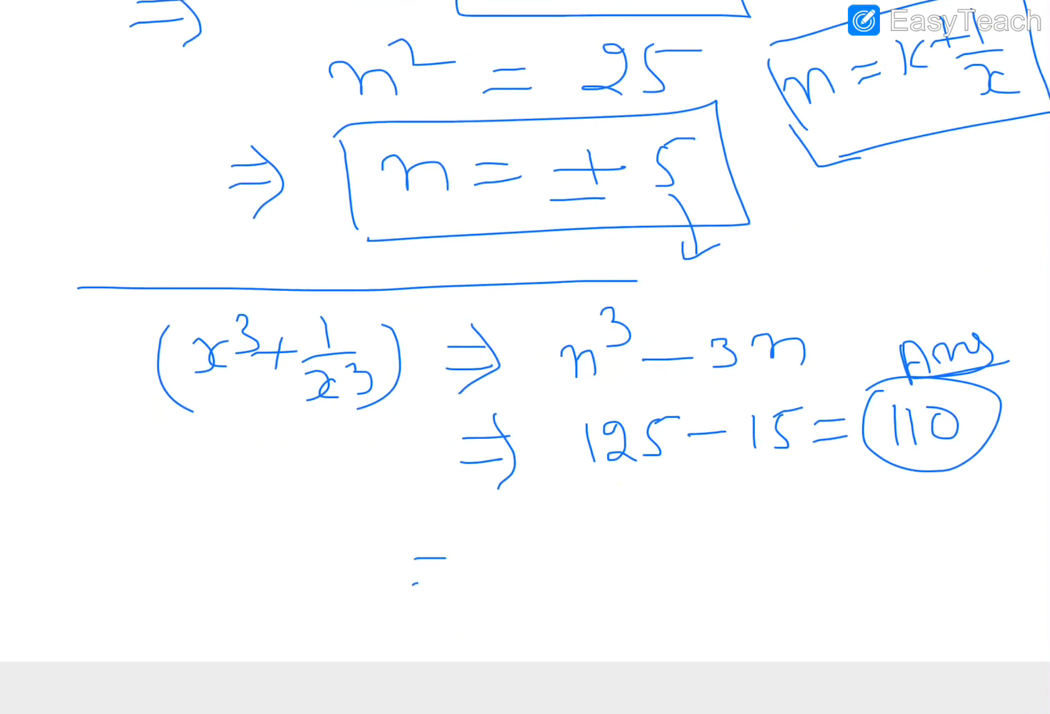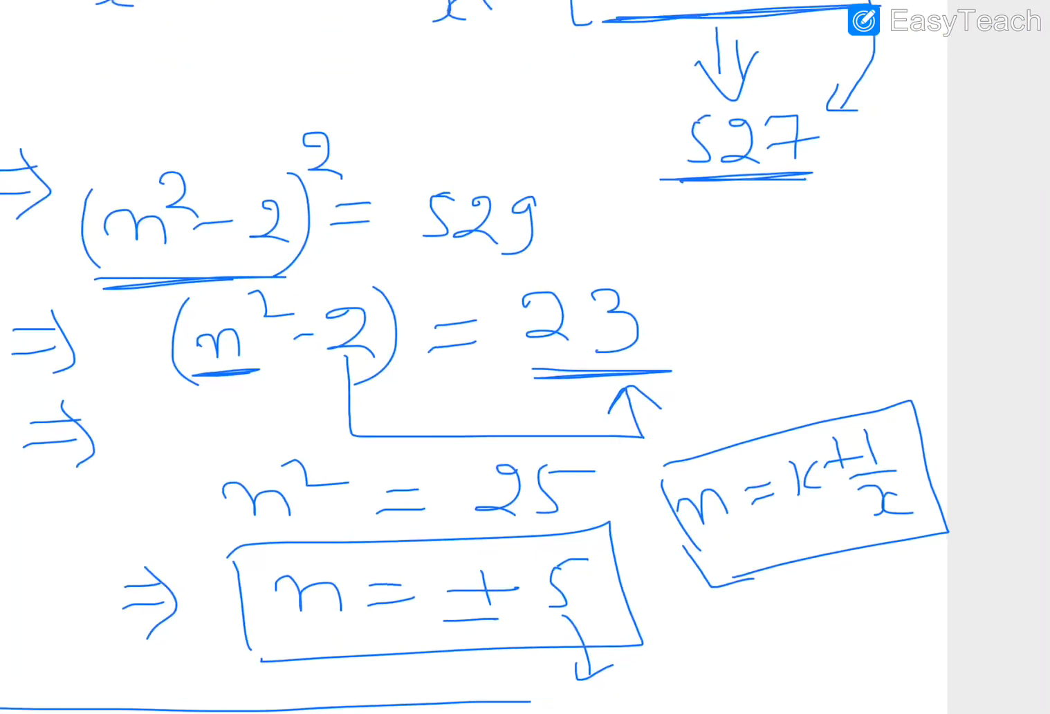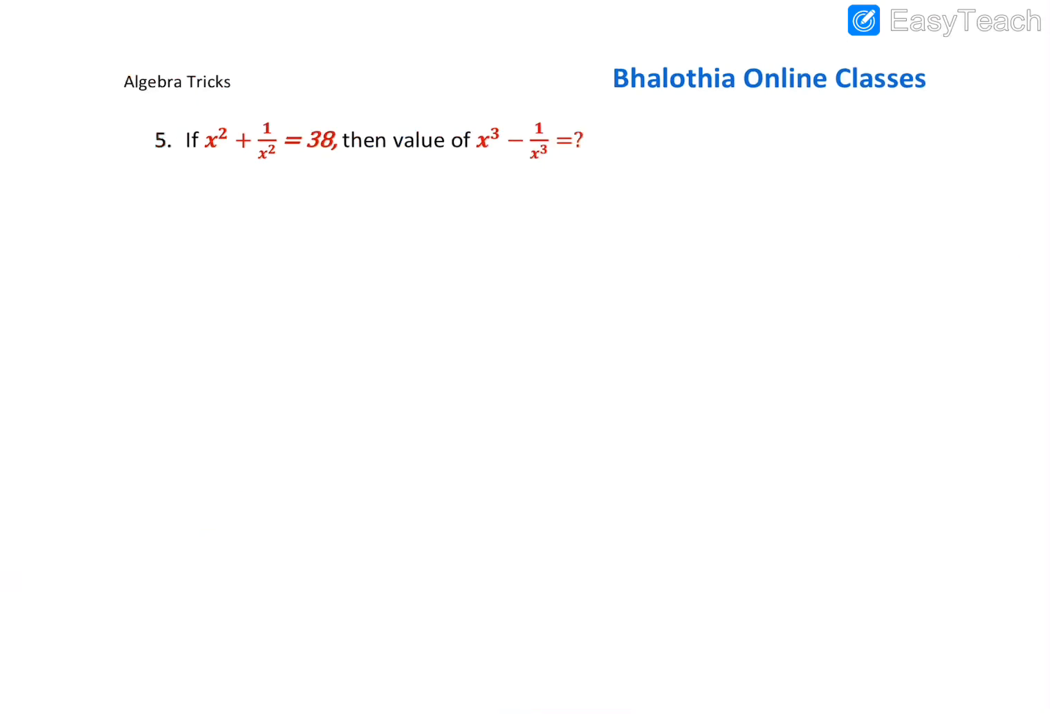And if you put minus 5, then what will it become? Minus 5 raised to the power 3 minus 3n, where n means minus 5. So it will become 125 negative, and this will become positive 15, and the answer will be minus 110. So in this case, you have two answers, either positive 110 or minus 110. Okay, guys, it was a lengthy question, but hope you got this question. And now we will move to the next one.